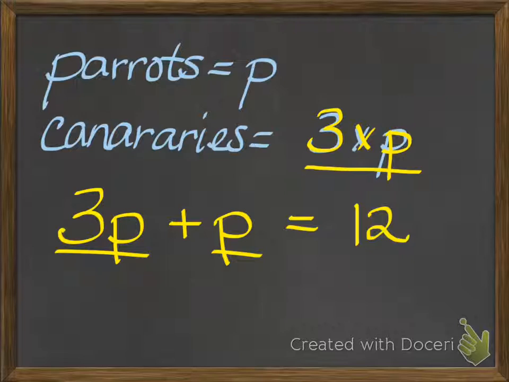Now, the funny thing that can happen when you have these variables, these letters, if you have a letter and you have the same letter someplace else, you can add them together. So I have 1P over here. It doesn't have the number 1, but it means the same thing. I have a P, which is just 1P, plus the 3P. If I add those together, that is 4P. And 4P is going to equal 12.